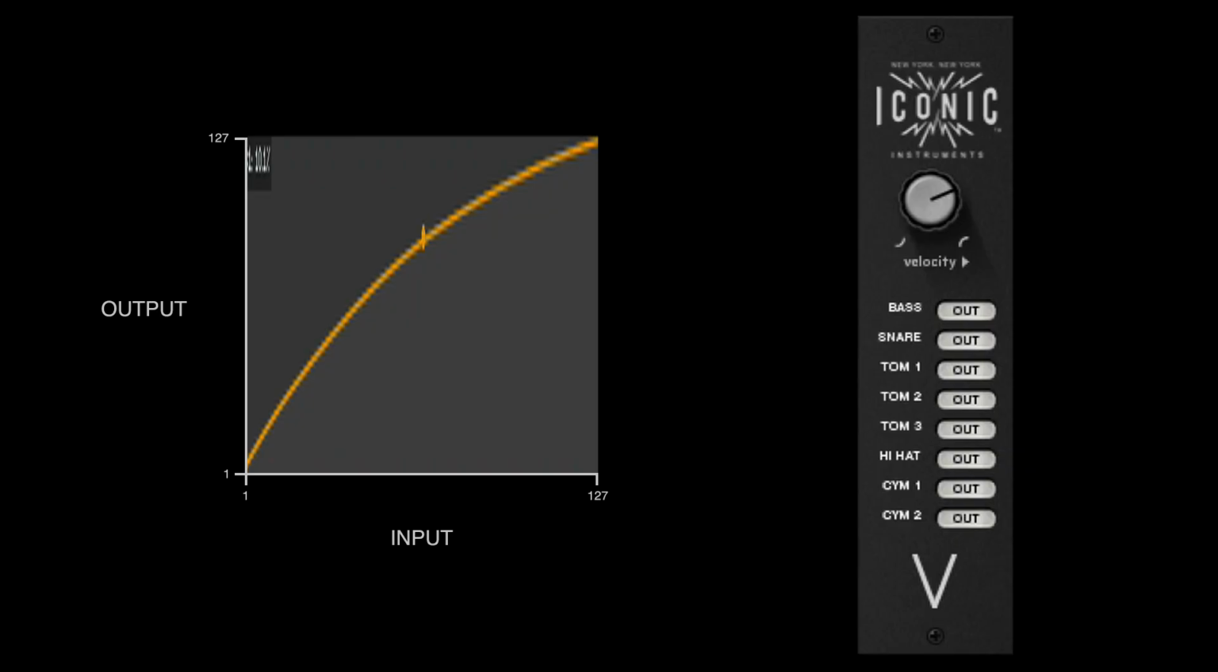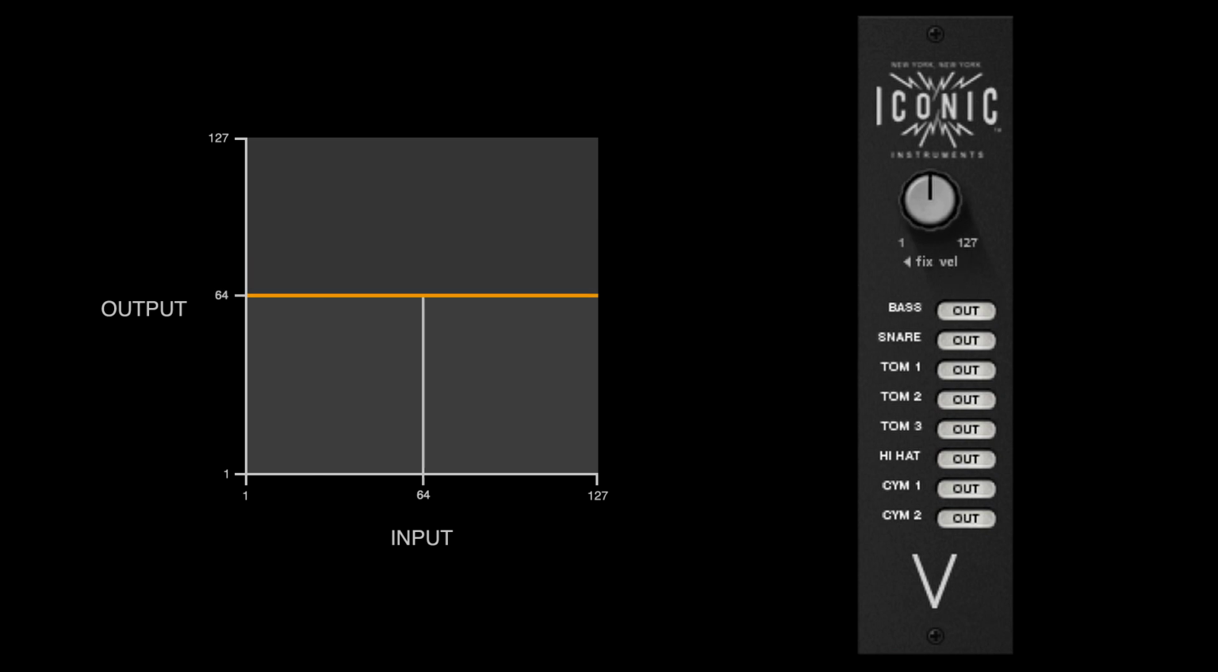Fixed velocity mode will remap the velocity of the notes you're hitting on your controller to the value set by this knob. So if you have the knob set to the middle value of 64, no matter how hard or light you hit your controller, the Iconic 5 will trigger a note with a velocity of 64. And if you have it set to 127, no matter how hard or light you hit your controller, the Iconic 5 will trigger a note with a velocity of 127. This is useful if you want a very even performance, or if you want to preview a note with a very particular velocity.